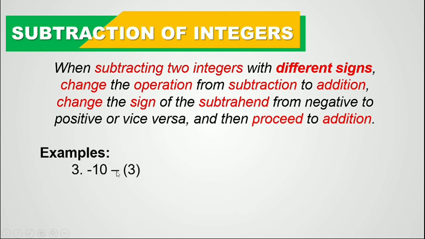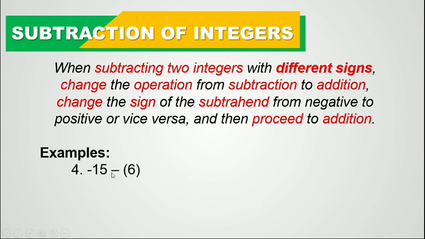How about this? Negative 10 minus 3. These have different signs because this is negative and this is positive 3. You change the operation first, from minus to plus, and then since this is positive 3, it becomes negative. So negative 10 plus negative 3 equals negative 13. Therefore, negative 10 minus 3 equals negative 13.